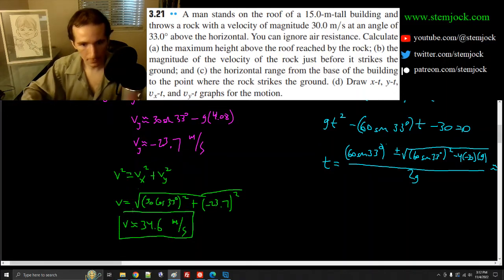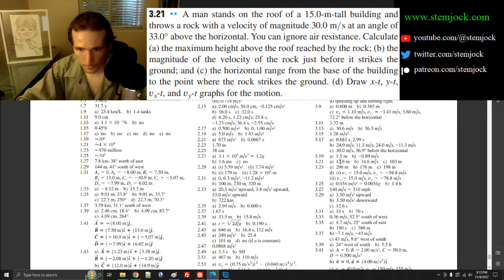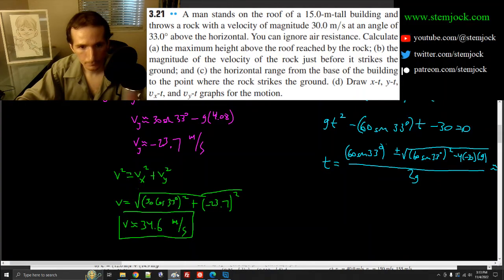Let's have a peek at the answer at the back of the book and see if we are okay. Wait, which problem is this? This is 3.21. 34.6, I believe that's what we have. Yep, so we're all set.